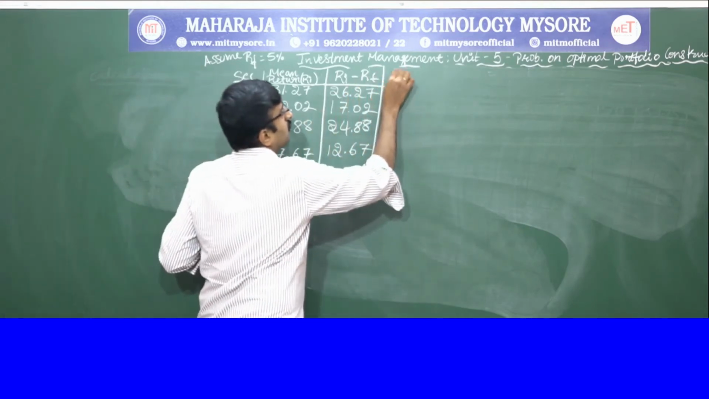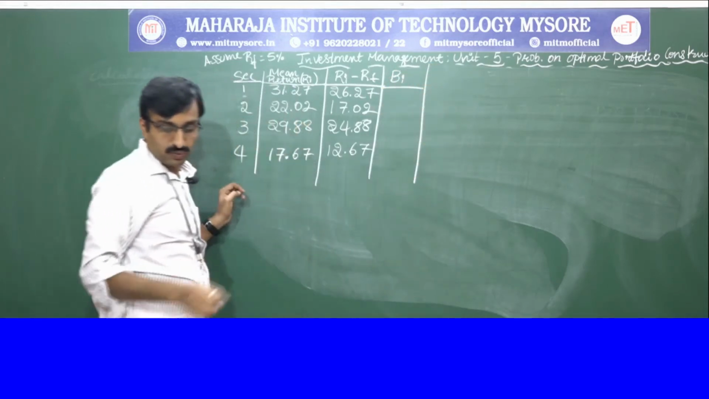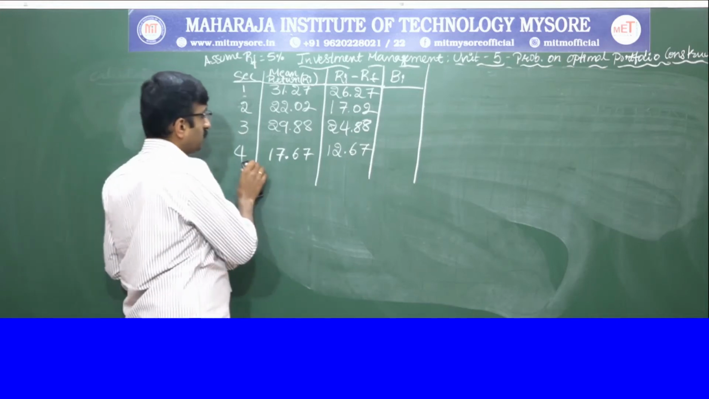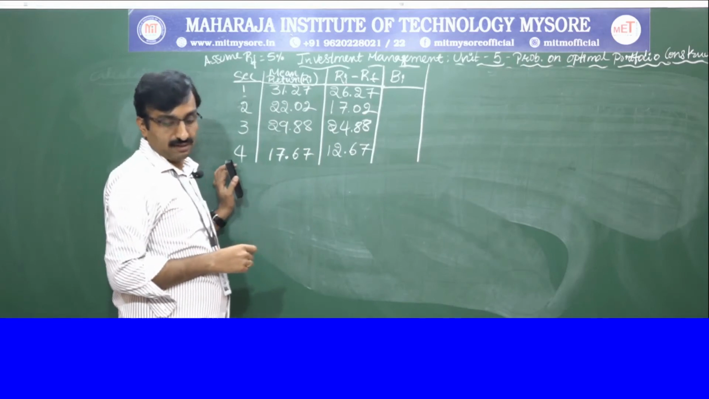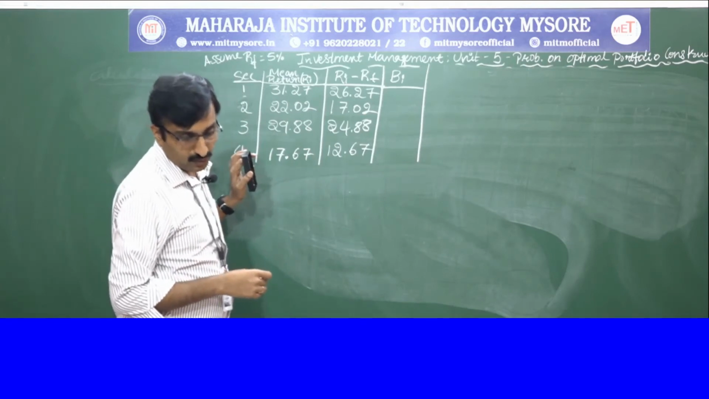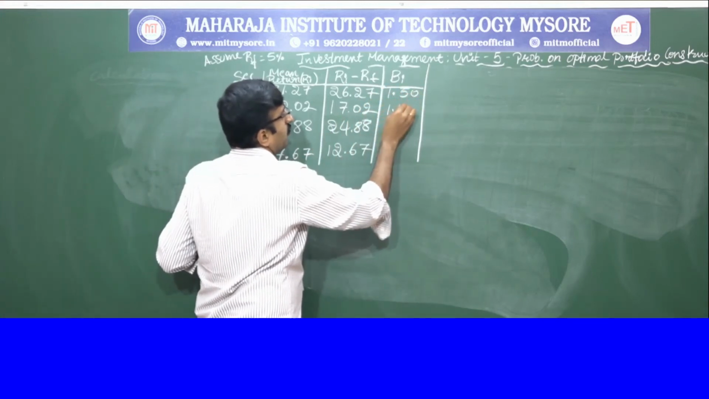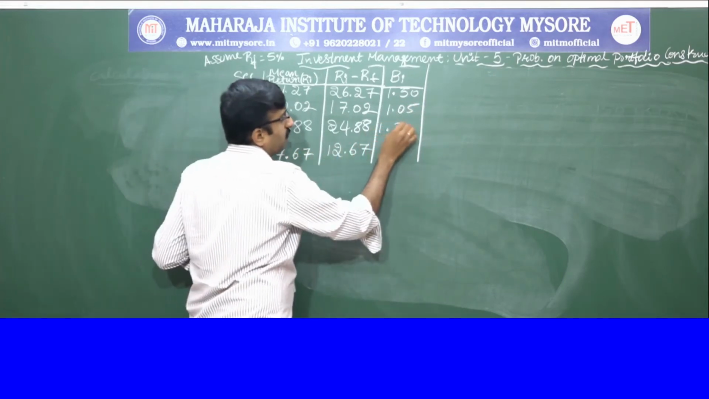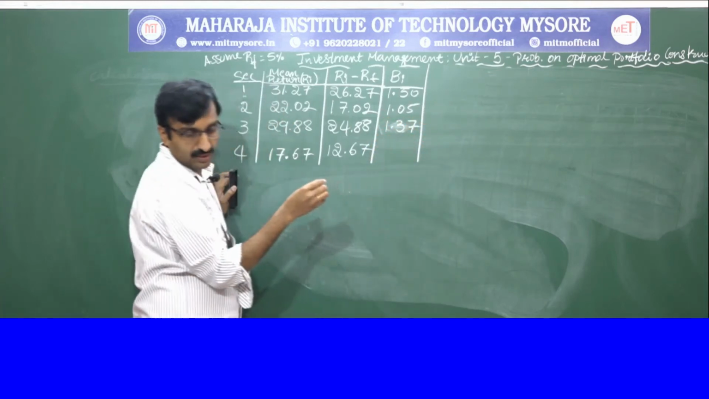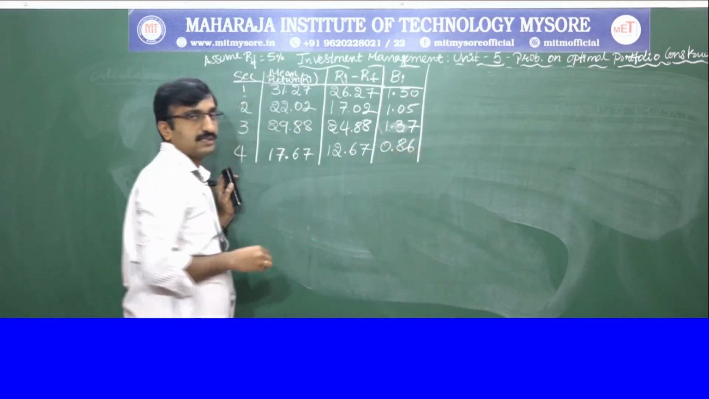Then moving on to beta calculation. So, beta they have already given in the problem itself. So, how much do we have? 1.50, 1.05, then we got 1.37. Lastly, we have 0.86. You take those things.